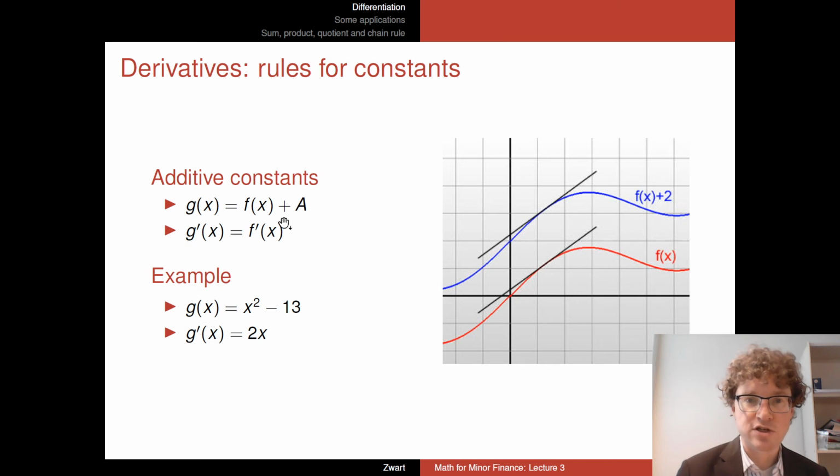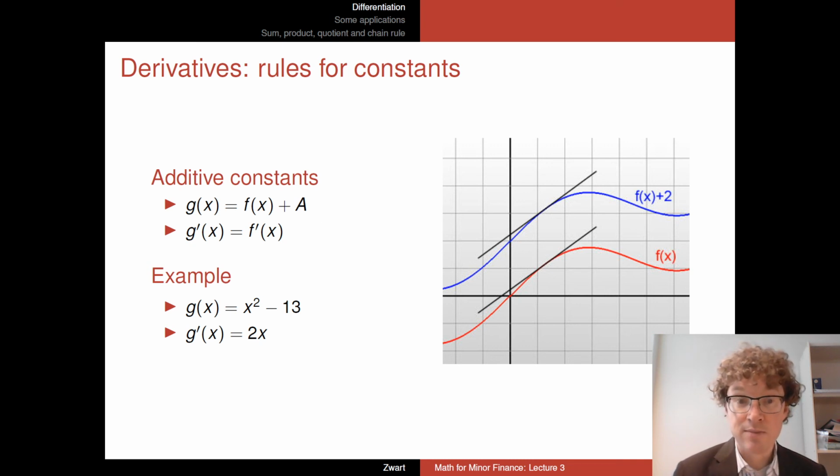So g(x) is just the same as f(x), but shifted up, in this case, a units. And for the picture, a was 2. Well, then we know that if we look at the same x coordinate, the slope of the tangent line, in other words the derivative, is precisely the same. So if I take the derivative of a function plus a constant, that's just the same thing as the derivative of that function itself. So the constant basically vanishes upon taking the derivative.